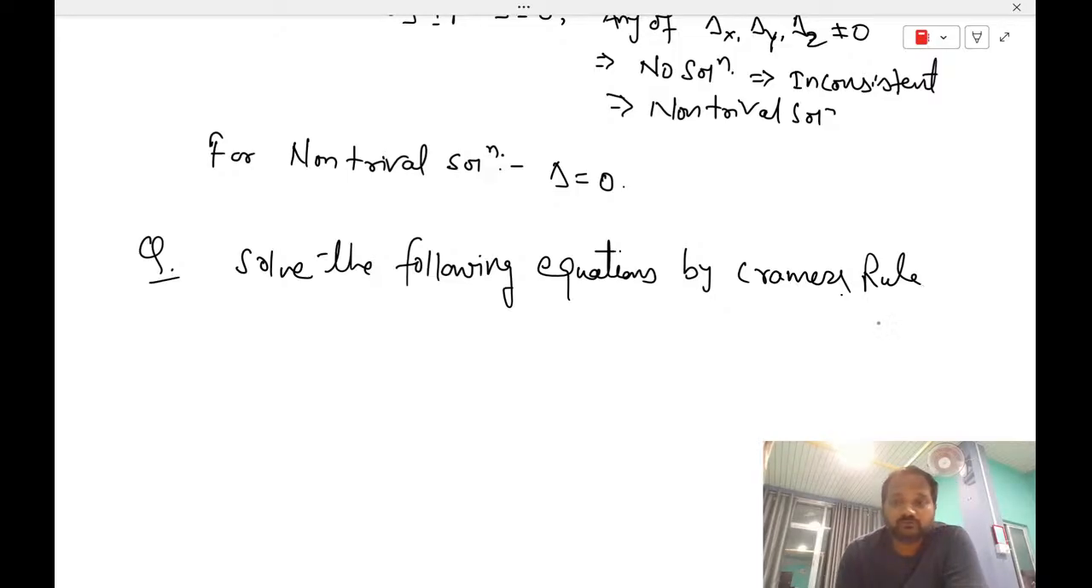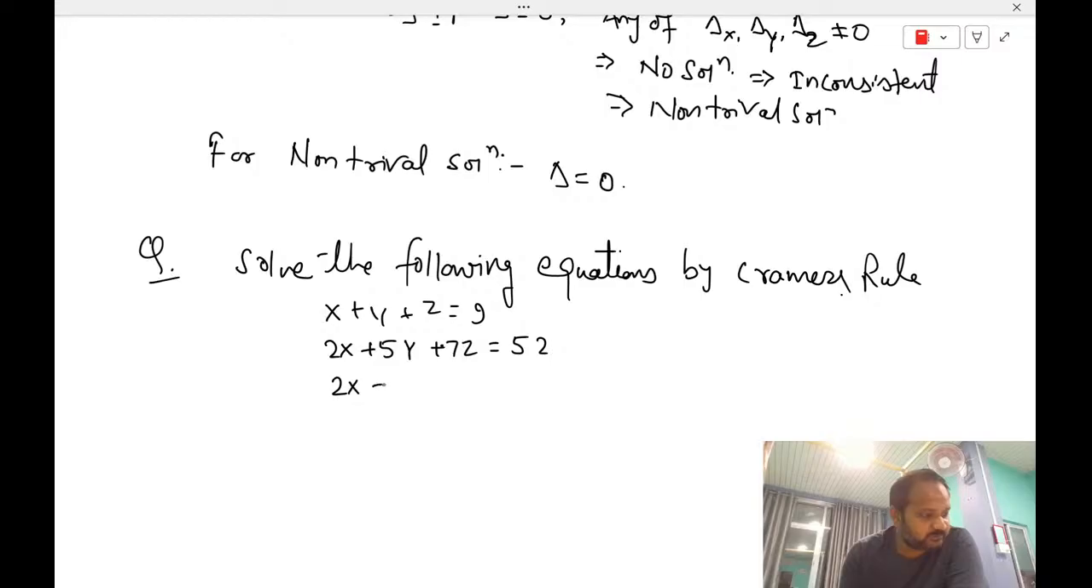So now we are writing Cramer's rule. Solve the following equations by Cramer's rule. The equations given are x plus y plus z is equal to 9, then 2x plus 5y plus 7z is equal to 52, and 2x plus y minus z is equal to 0.